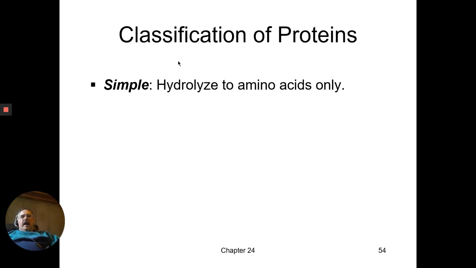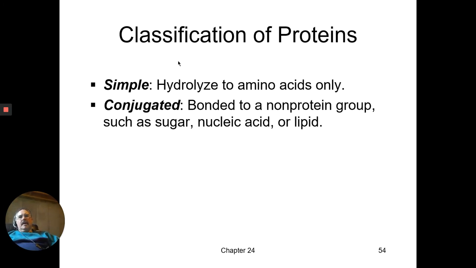Simple proteins will hydrolyze to amino acids only. Conjugated proteins are those that are bonded to a non-protein group, such as a sugar. Those are called glycoproteins. Lipoproteins are when they're bonded to a lipid.